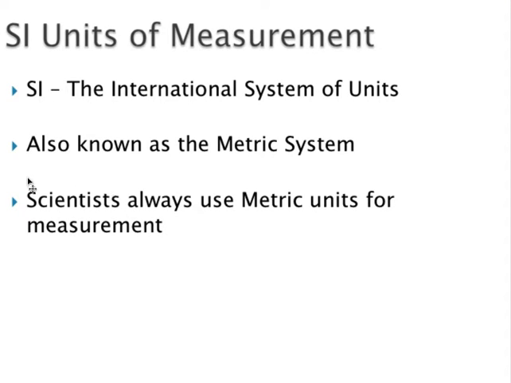Okay, so in science we use the metric system. It's the metric system, or sometimes it's called the SI system, International System of Units, but they are the same thing. So remember, the metric system is grams, kilograms, meters. So why do we use the metric system in science?